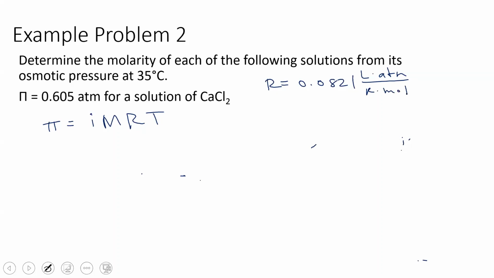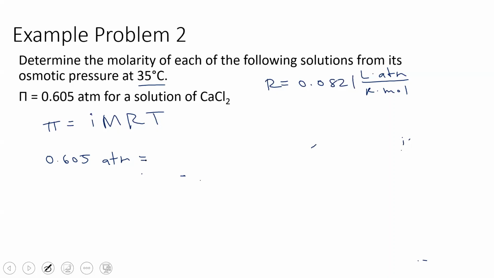Now, one trick is that a lot of the problems will have the temp in Celsius, but we can't use it in Celsius when we plug it into this formula because our constant right here uses Kelvin. So we actually have to convert that. So let's just plug and chug now. We are given pi is 0.605 atm.